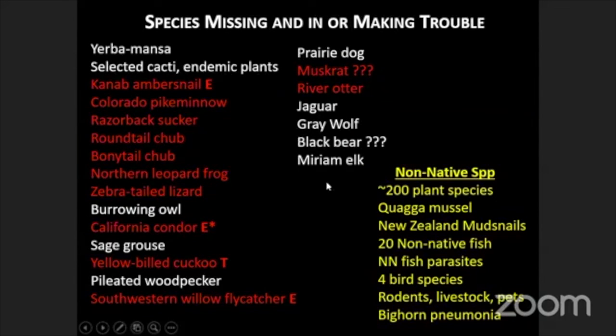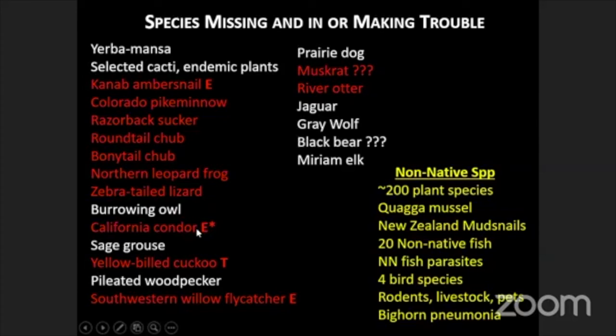So to summarize this, Colorado River corridor changes have involved a bunch of species that are now missing, or some of them which are making trouble. In red here are river corridor species that existed prior to the dam and may be in trouble. Some of them are endangered, like Kanab ambersnail, California condor, southwestern willow flycatcher. These species are functioning in a kind of imperiled way in a lot of the river corridor.